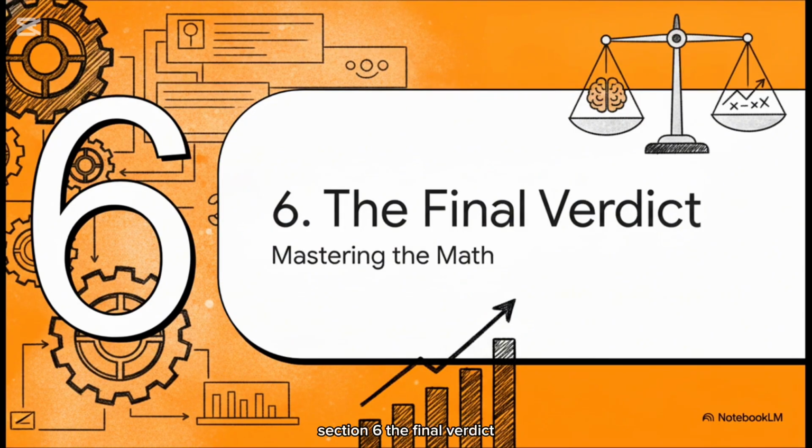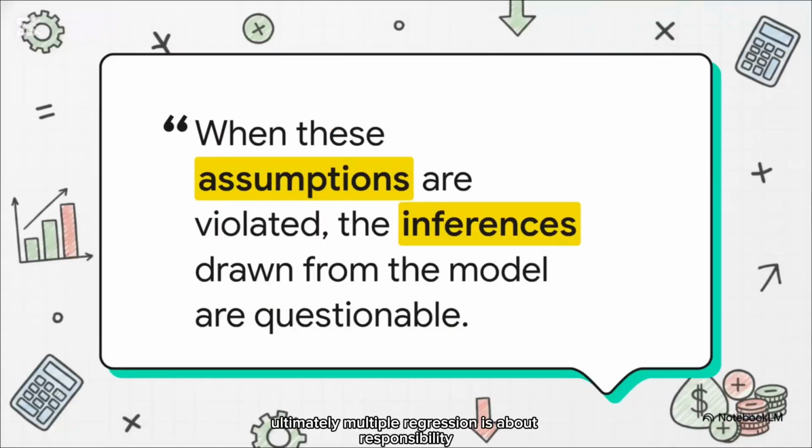Section 6. The final verdict. Ultimately, multiple regression is about responsibility just as much as it is about mathematical power. The model is literally only as intelligent as the analyst who builds it. It gives you the almost godlike power to hold the entire world constant just to test a single idea. But that power is completely conditional. You must meticulously check for homoscedasticity, root out multicollinearity, and aggressively adjust for serial correlation.